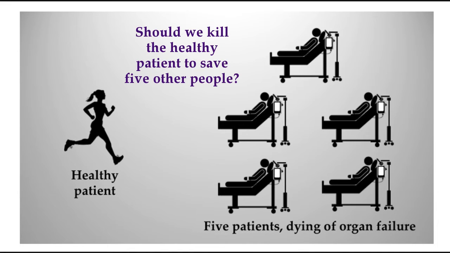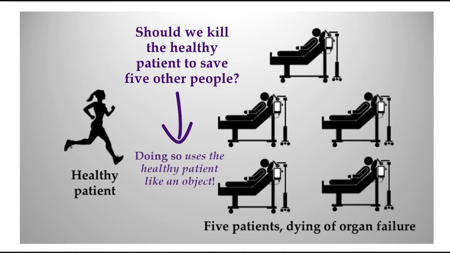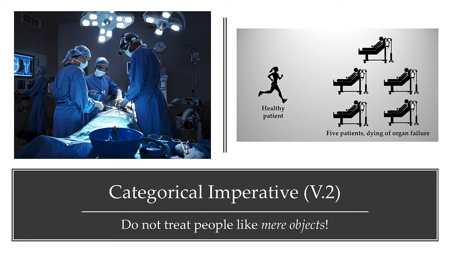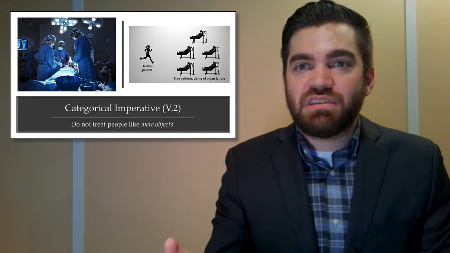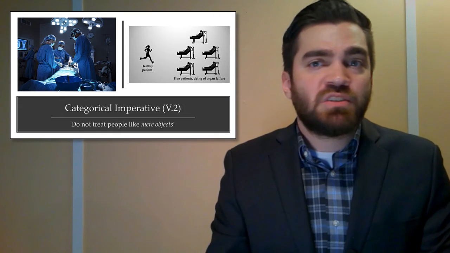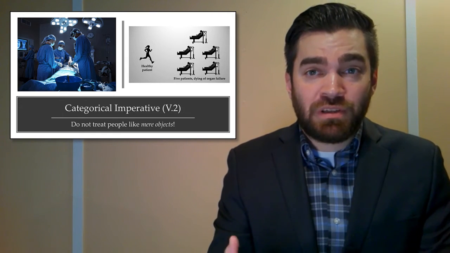If you were to kill a healthy person, take their organs, and save 5 lives, you're using that person as an object. You're treating them as less than a person. You're using them as a resource. So even though your intentions might be good and you're trying to save 5 lives, you can't treat people that way. You can't treat them like an object. So the categorical imperative in this case is telling us it's morally wrong to take organs from a healthy person to save 5 others. And that squares, I think, with a lot of people's moral intuitions.